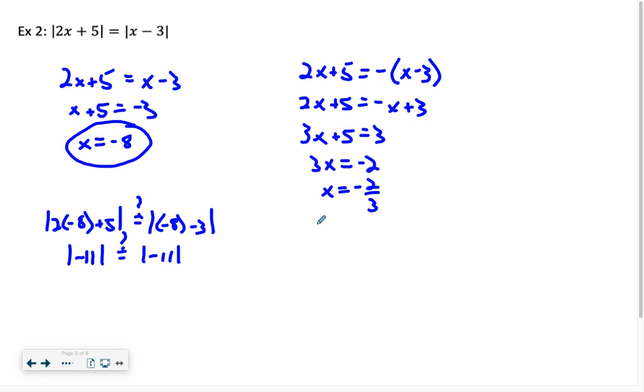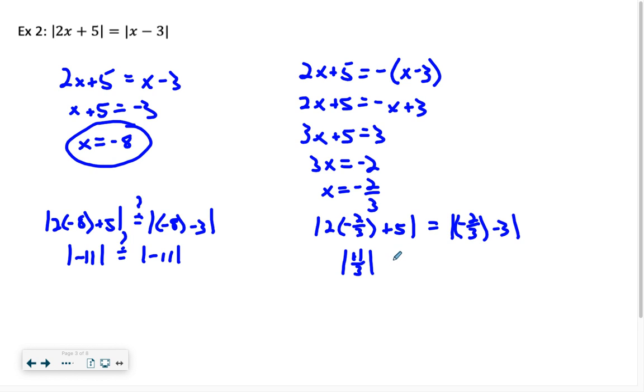And finally here, plug negative 2/3 in, so 2 times negative 2/3 plus 5. Does that equal negative 2/3 minus 3? So 2 times negative 2/3 would be negative 4/3. Negative 4/3 plus 5 would be 11/3.